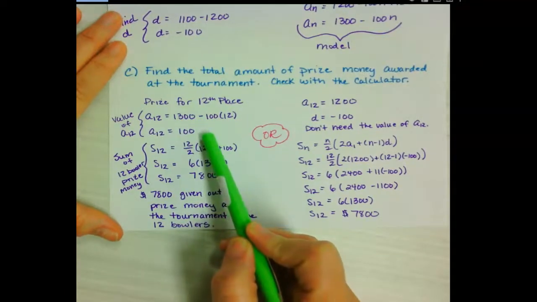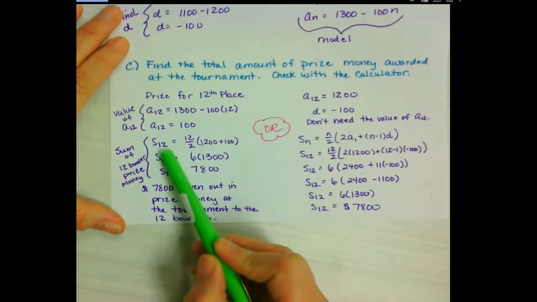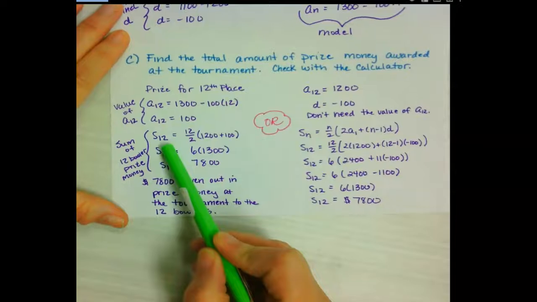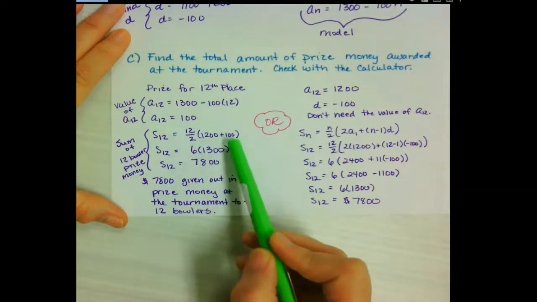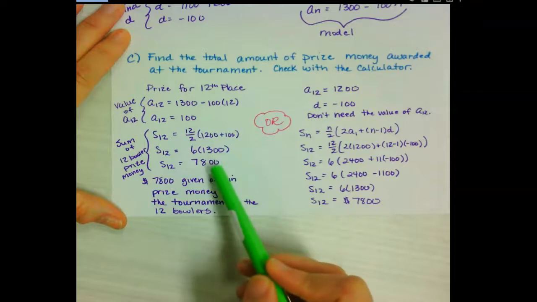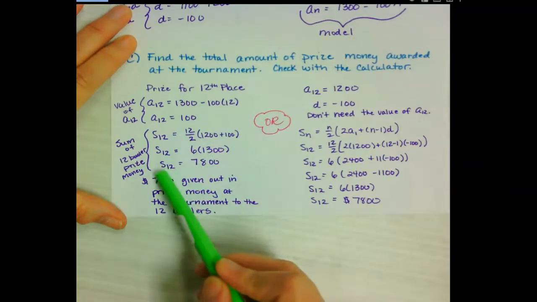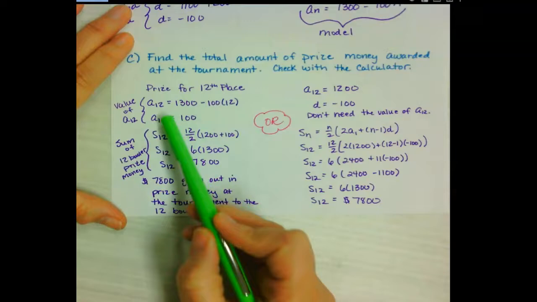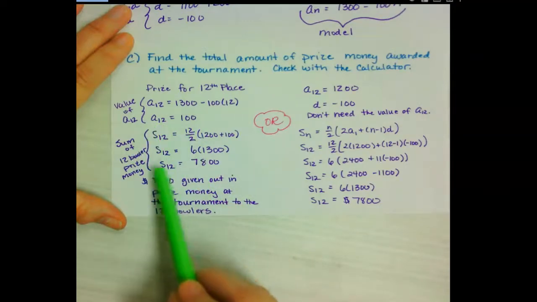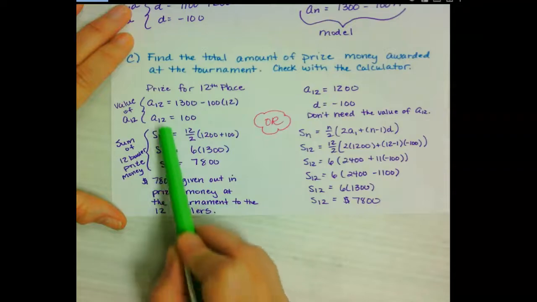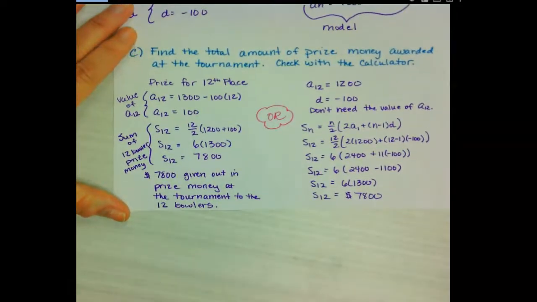If we're going to use the short model, remember, then we have to know the value of the last one and the value of the first one. So now I can switch from a sub 12 to s sub 12, and I can get my sum. And so I have 12 over 2, 1200 plus 100, 6 times 1300 gives me 7800. And that's what S sub 12 is. So remember, when you're doing this model, you have to be conscious of using the right notation. You have to have the value of a sub 12, and then you have to have the value of S sub 12. So you have to make sure you watch that notation, which just means that you're giving out $7,800 of prize money at the tournament to the 12 bowlers.